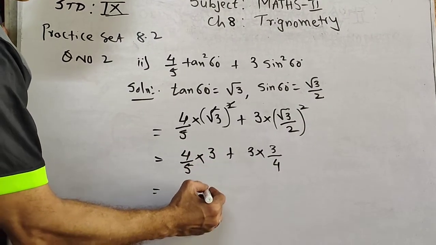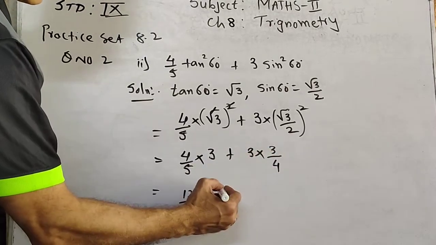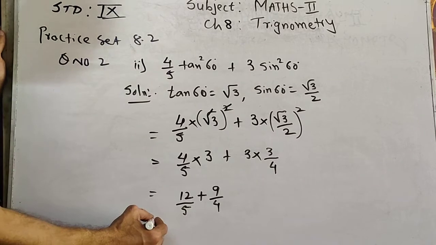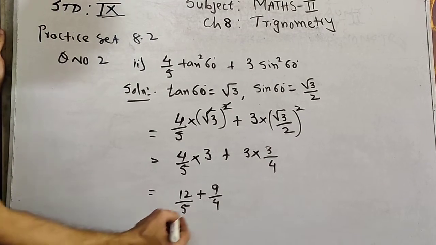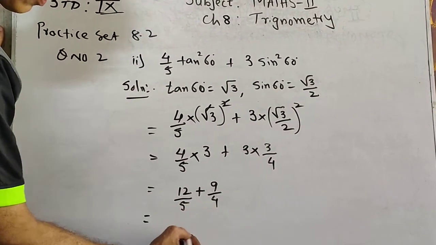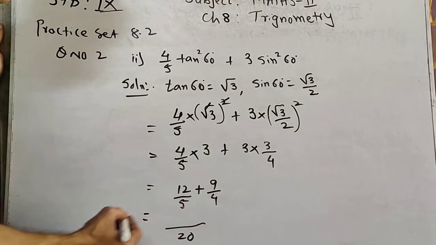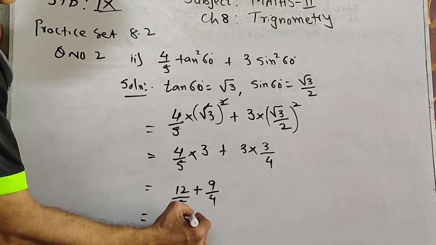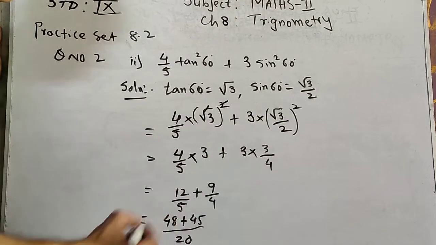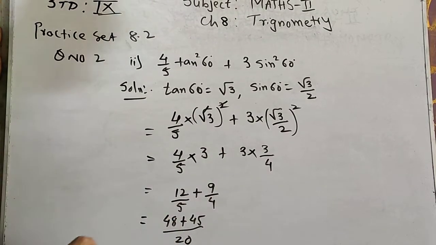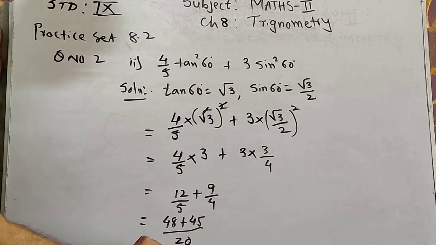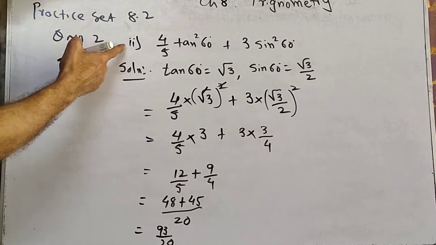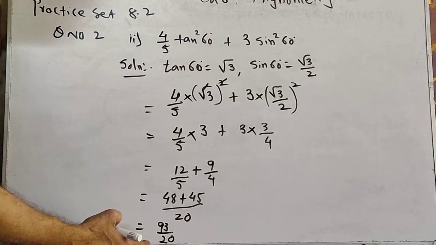So you will get now 4 3s are 12. 12 upon 5 plus 3 3s are 9. 9 upon 4. Okay. Now you have to do cross multiplication. You know cross multiplication. 5 4s are 20. First of all I will write here. 12 4s are 48. 9 5s are 45. If you add these both, you get 93 upon 20. So the answer for this second sum is 93 upon 20.